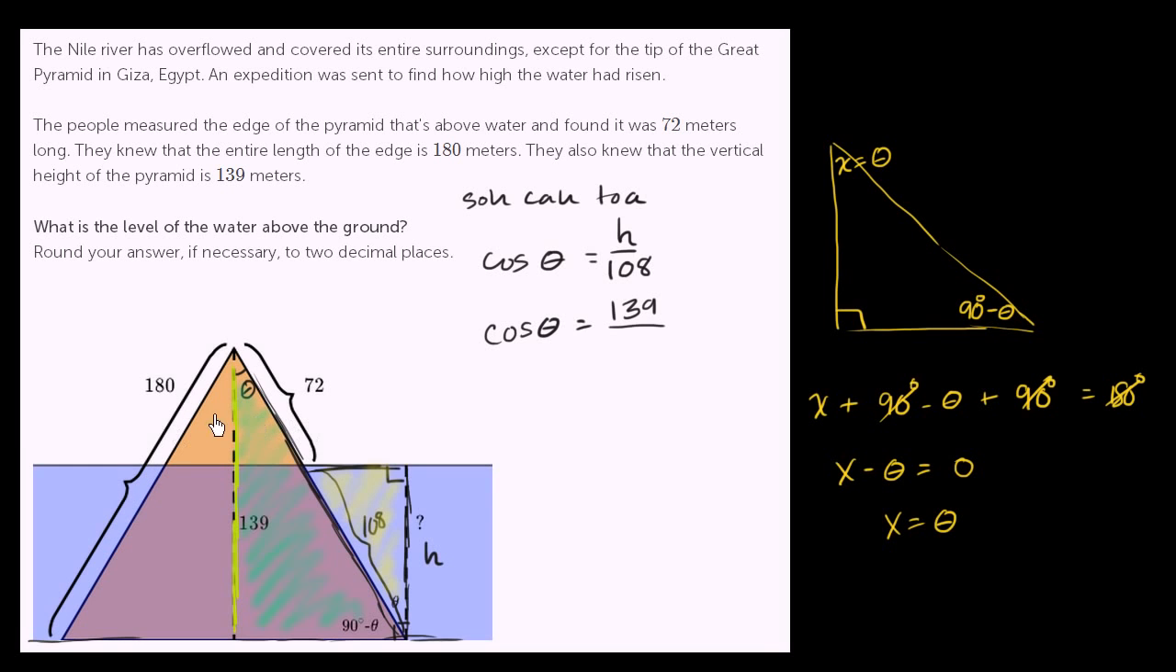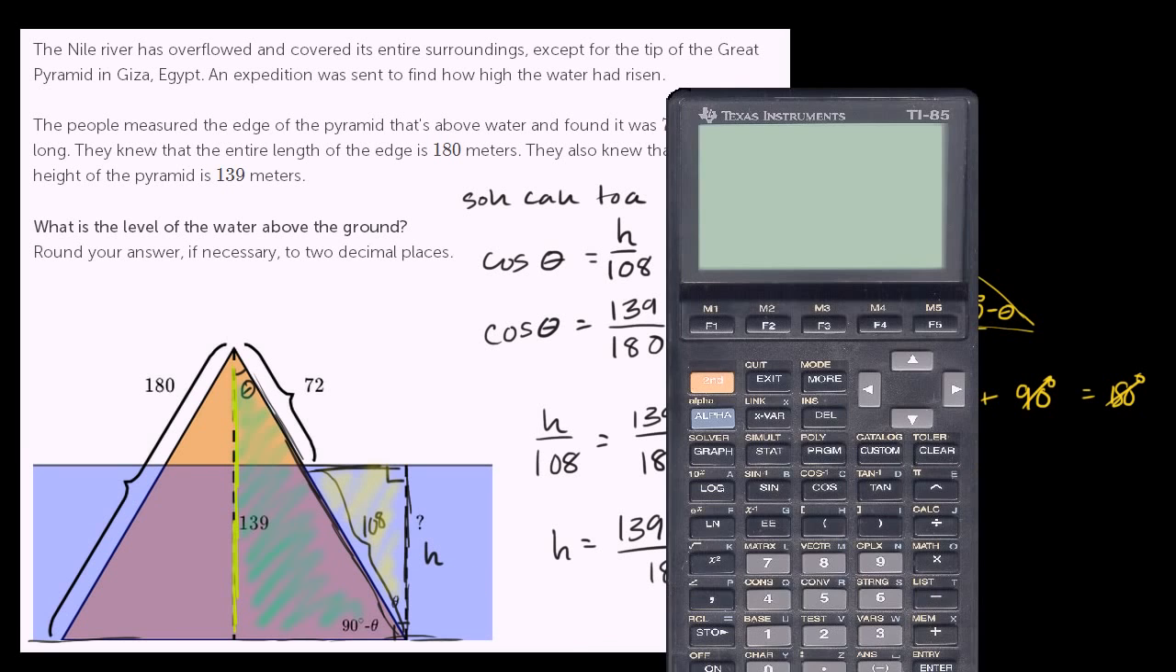We can assume that this pyramid is an isosceles triangle. So 180 on that side, 180 on that side. So the cosine is adjacent, 139, over the hypotenuse, which is 180. And these thetas are the same theta. We just showed that. So now we have cosine of theta is h over 108, and cosine of theta is 139 over 180. Or we could say that h over 108, which is cosine of theta, also is equal to 139 over 180. Both of these things are equal to cosine of theta. Now to solve for h, we just multiply both sides by 108. So h is equal to 139 times 108 over 180.